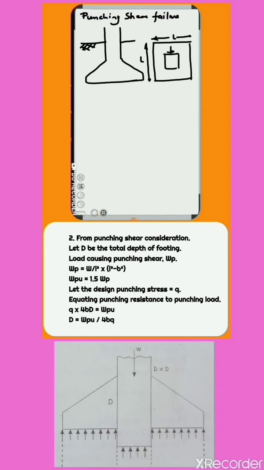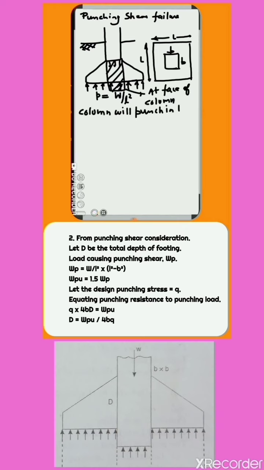From punching shear consideration. Let D be the total depth of footing. Load causing punching shear, WP equals W by L squared into (L squared minus B squared). Factored punching load WPU equals 1.5 times WP.